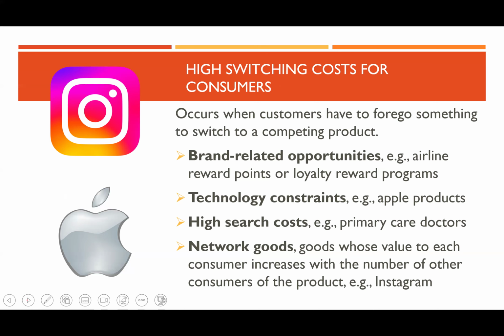You might also have built-in technology constraints that make it very difficult to switch. So Apple does this, for example, where they have specific types of chargers and ports in their Apple devices. And that means that for someone who has an iPhone, it's very difficult to switch to an Android phone because they're going to have to get all new cords, all new attachments. And then in addition to that, Apple has a unique OS. And so switching to an Android would involve learning a whole new operating system.